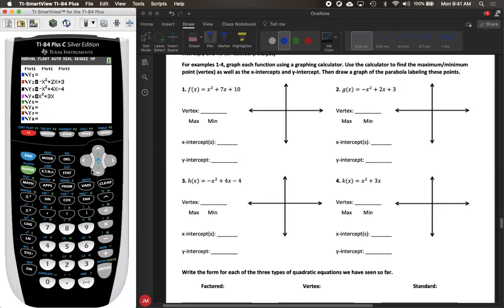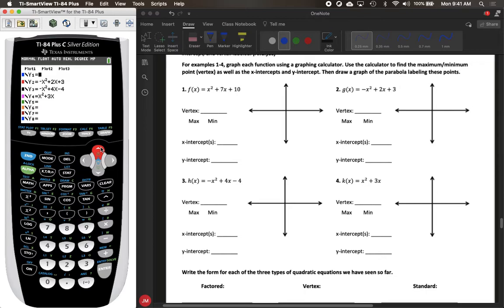Now, I've already got some other equations in here, and that is simply because these are going to be our equations for numbers 2, 3, and 4. If you already have other equations in there, I would recommend clearing those out, or just like I did, going over to the equal sign and turning those off for the other equations. But probably the best thing to do would be to clear any other equations out of your graphing calculator.